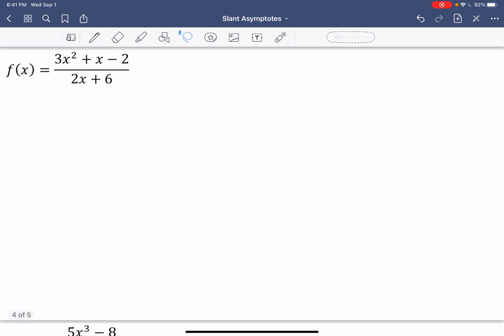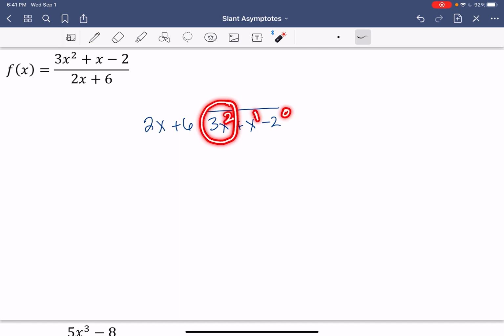So f of x equals 3x squared plus x minus 2 all over 2x plus 6. So again, we'll start by putting the denominator outside, do your long division symbol, and then put the numerator inside. Okay, so you'll start with the highest degree, which is the 2, because this is 1 and this one is 0. And then the highest degree on the outside, this one is 1, this one is 0.